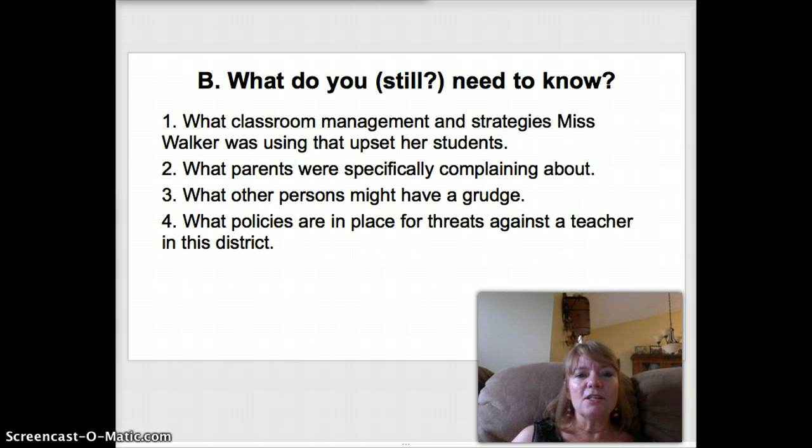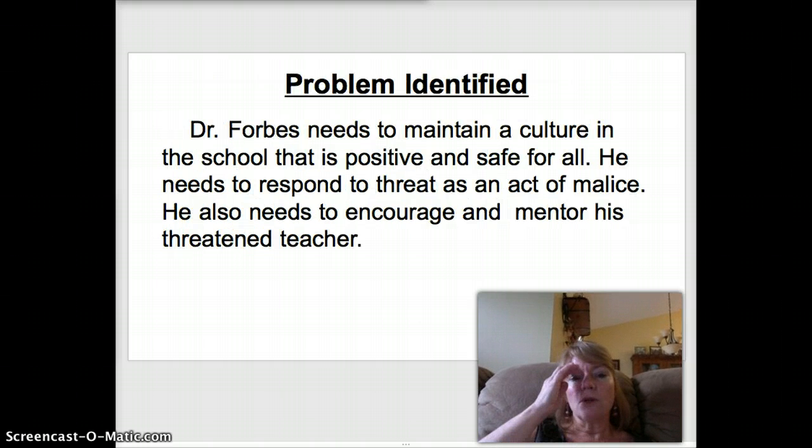Things that I still need to know. I need to know what classroom management strategies Miss Walker has been using that's upset her students. I need to know what parents were specifically complaining about. I need to know what other persons might have a grudge against Miss Walker. I need to know what policies are in place for threats against teachers in this district. Just a few things I don't know just from reading the case study.